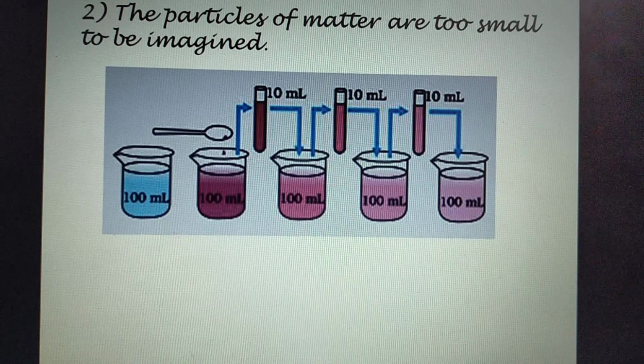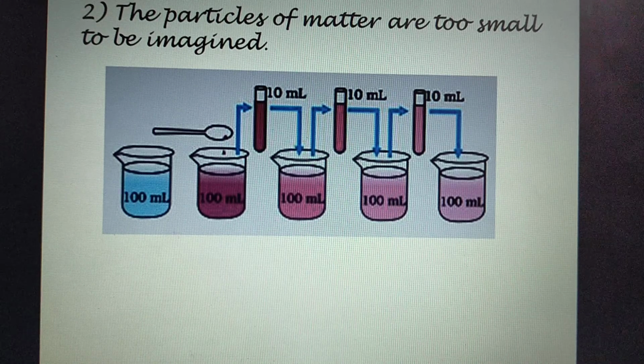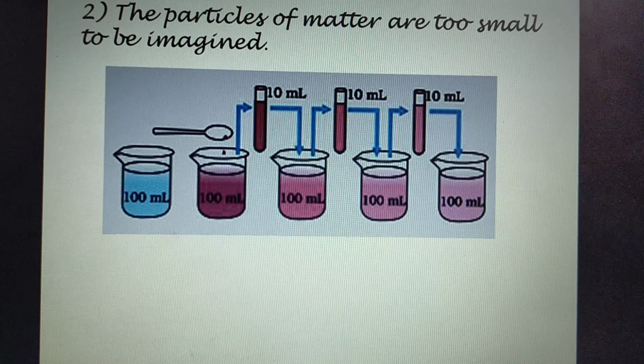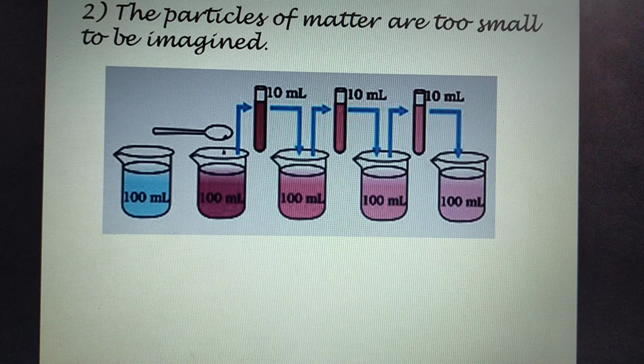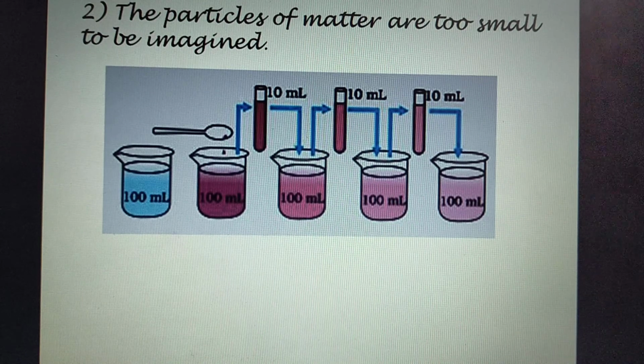This indicates that a few crystals of potassium permanganate are able to color an enormously large volume of water. This also shows that a small crystal of potassium permanganate contains millions of small particles.